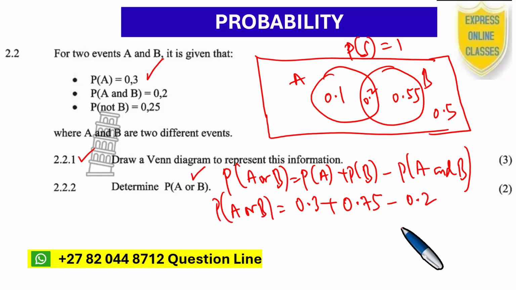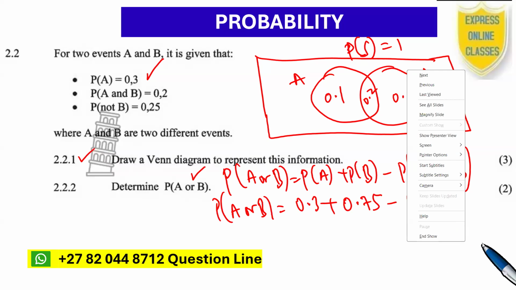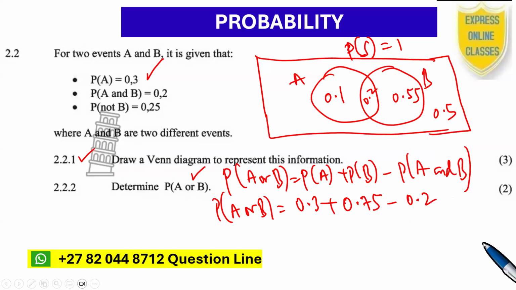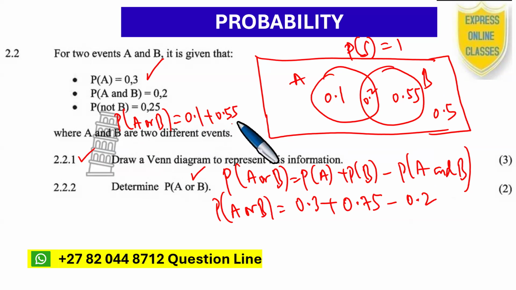I used the ones on the diagram. I said 0.1 plus 0.55. Okay, good. Let's check that one. So for the probability of A or B, it is correct to think that way. So you did 0.1 plus 0.55. What did you get as the answer if you sum the two? I got 0.65.